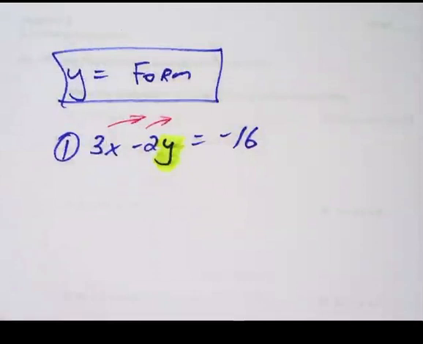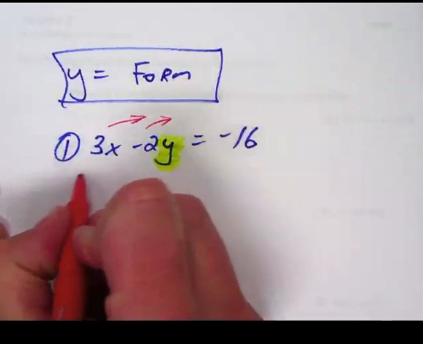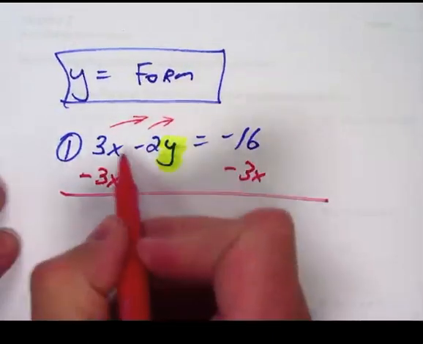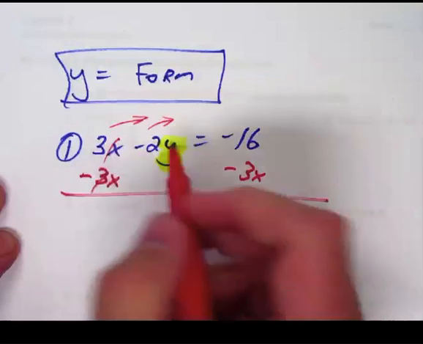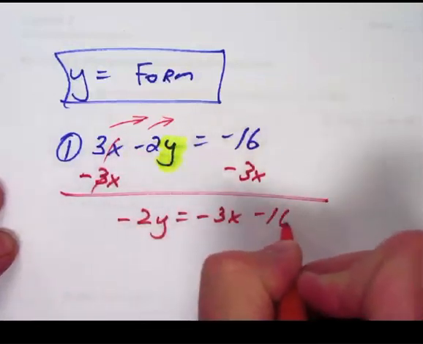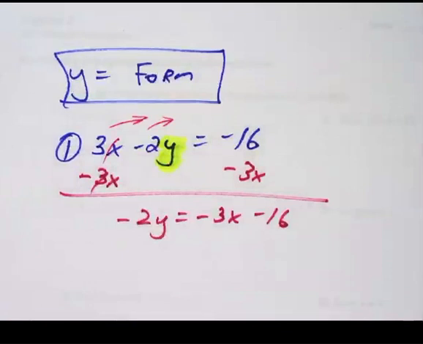First, you are going to undo what's added and subtracted, and then you're going to undo what's being multiplied and divided. So I'm going to subtract 3x and bring that term over to the other side. Then 3x take away 3x, those cancel. I've now got negative 2y equals negative 3x minus 16. I've almost got the y all by itself in just one move.